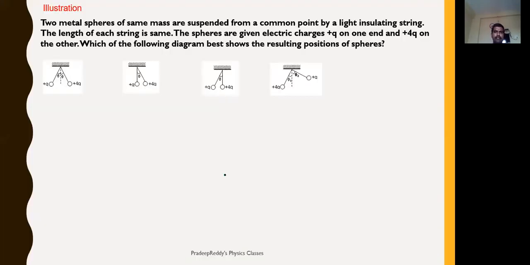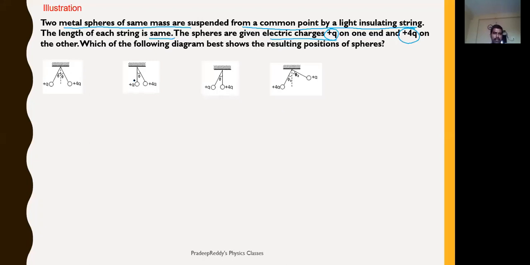Students, in this simple example, you have two metal spheres of same mass which are suspended from a common point by light insulating strings. The length of each string is same. The spheres are given electric charge plus Q on one and plus 4Q on the other. Which of the following diagrams best shows the resulting position of the spheres?